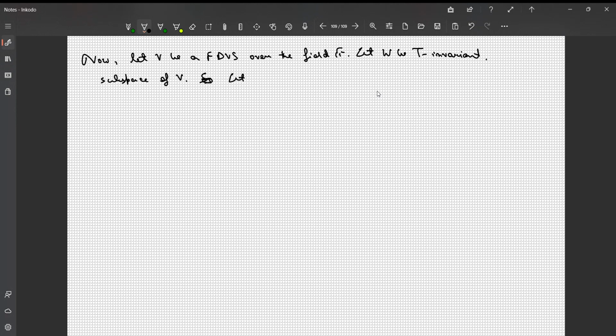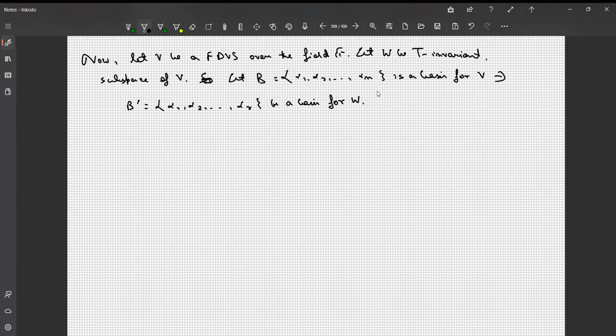So let B, which is given by the vectors alpha 1, alpha 2 till some alpha n, be a basis for V such that B dash, which consists of the same vectors up to a certain vector, alpha 1, alpha 2 till some alpha r, is a basis for W.